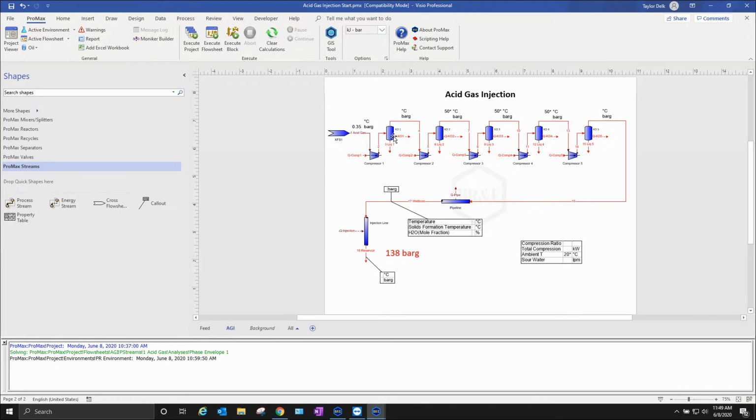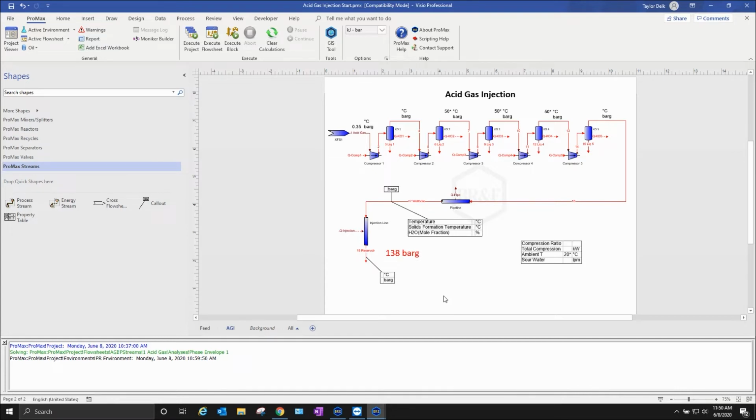So when we define these separators, we'll have to give it some kind of temperature specification. You can see that here with the 50 degrees C, as well as some kind of pressure drop specification. So a little bit different than what you might be used to, but it can make things a little bit simpler for you. We're going to be targeting 138 bar gauge for our reservoir pressure.